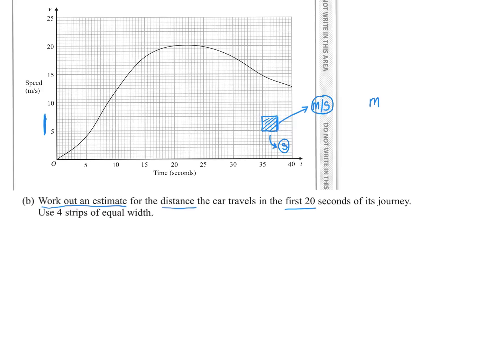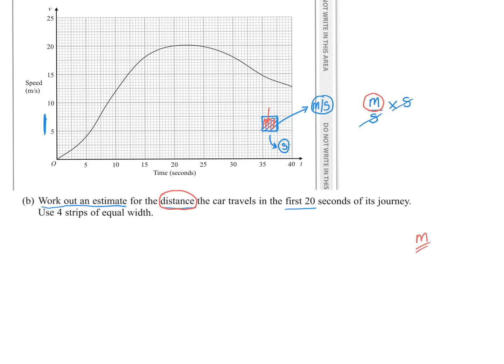So be aware of that. So we just want to find what the unit of area would give us. So it would be meters per second times seconds. And can you see that they cancel out and you're left with meters? So basically, all of these areas are worth meters. And that's why the area under a curve represents the distance travelled, and that will be in meters, okay?